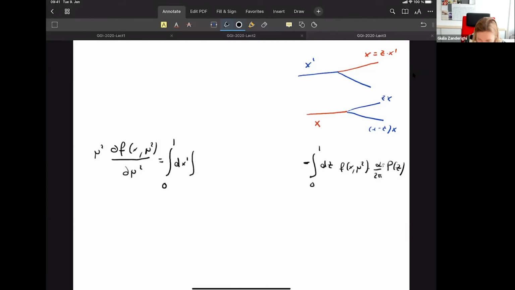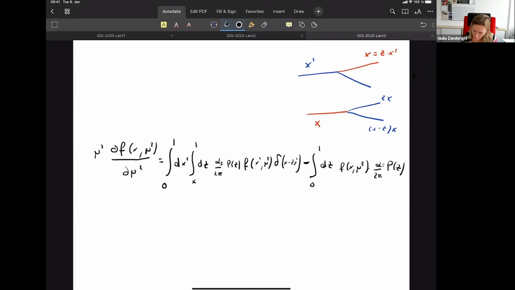And then I have a splitting with energy fraction z, and I also integrate over z, which can be anything. So I have this alpha_s over 2 pi, my P(z), my parton distribution function with momentum x prime and mu squared. And now I require that x is equal to z x prime. Again, I integrated over all possible kinematically allowed values.